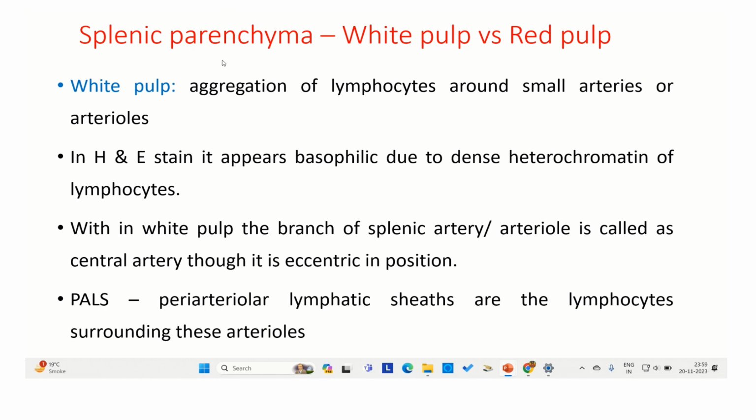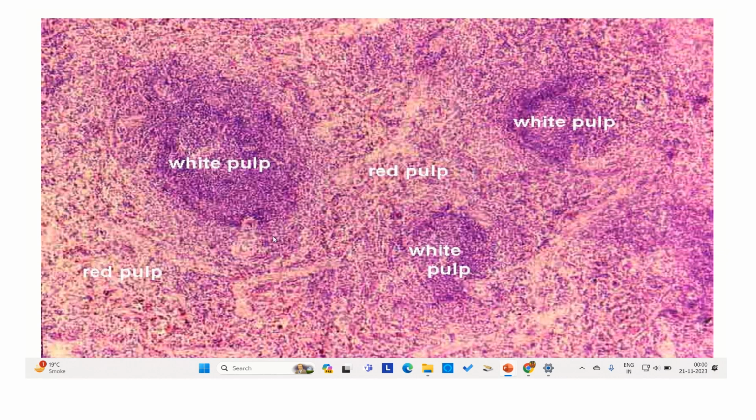Now the splenic parenchyma. Here we should clearly understand the difference between white pulp and red pulp. White pulp is nothing but aggregation of lymphocytes around small arteries or arterioles. In H&E stain, it appears basophilic due to the dense heterochromatin of lymphocytes. Within white pulp, the branch of the splenic artery or arteriole is called the central artery, though it is eccentric in position. Periarteriolar lymphatic sheaths are the lymphocytes surrounding these arterioles. You can see here, this is the white pulp and this is the red pulp.